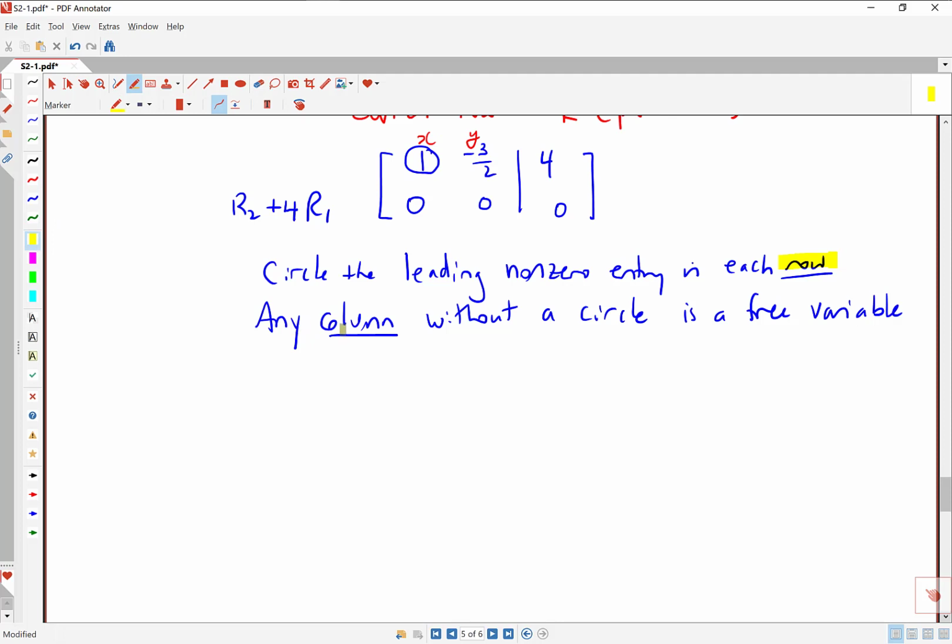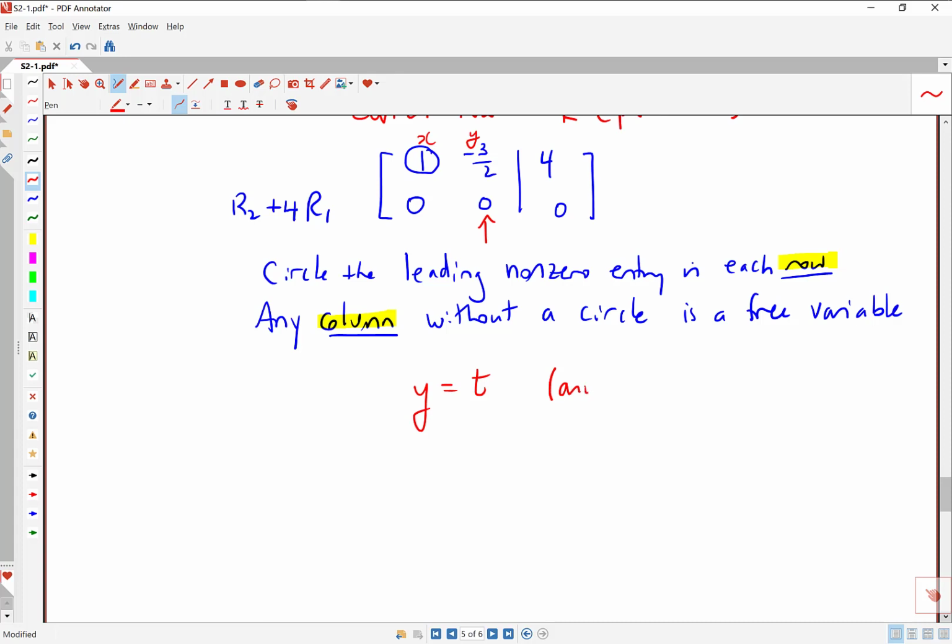Second piece of information says any column without a circle is a free variable. So notice how the column for y does not have a circle in it. That means that y can be any real number. And the way we're going to encode that is we're just going to give y a new name. Typically we'll call it t or k or something like that.